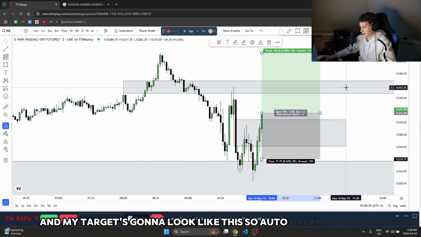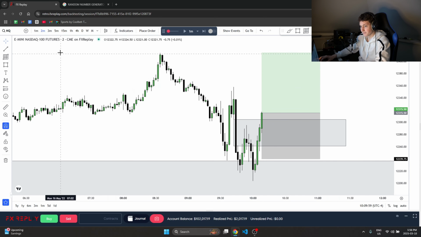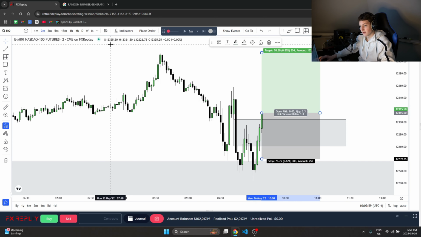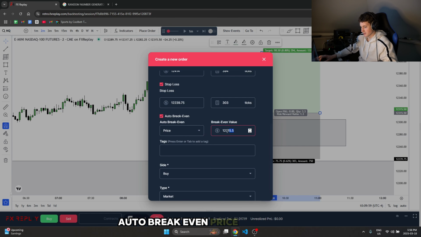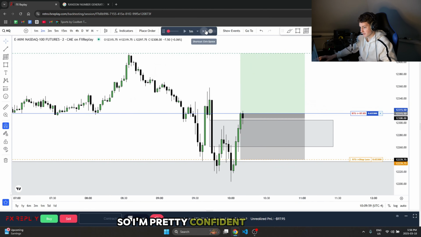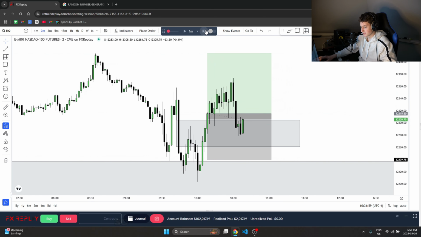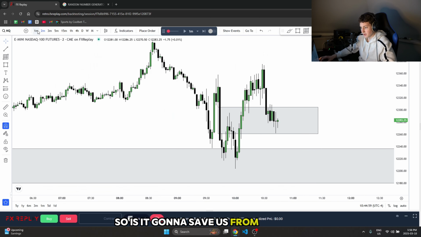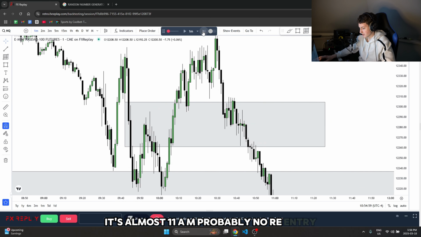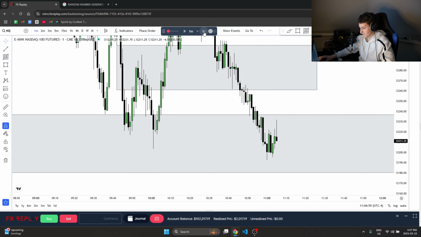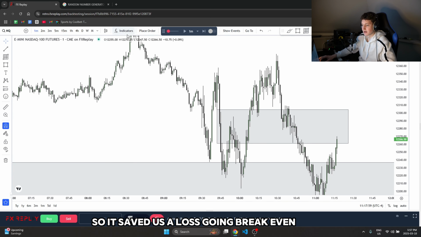So auto break even, right. Auto break even right here. And place order. Auto break even, price, boom, boom. So I'm pretty confident in this one. I like it. And there's break even and break even trade. So is it going to save us from a loss? Very, very potentially. It's almost 11 a.m. Probably no re-entry. And yeah, so uninteresting. It saved us a loss going break even there.